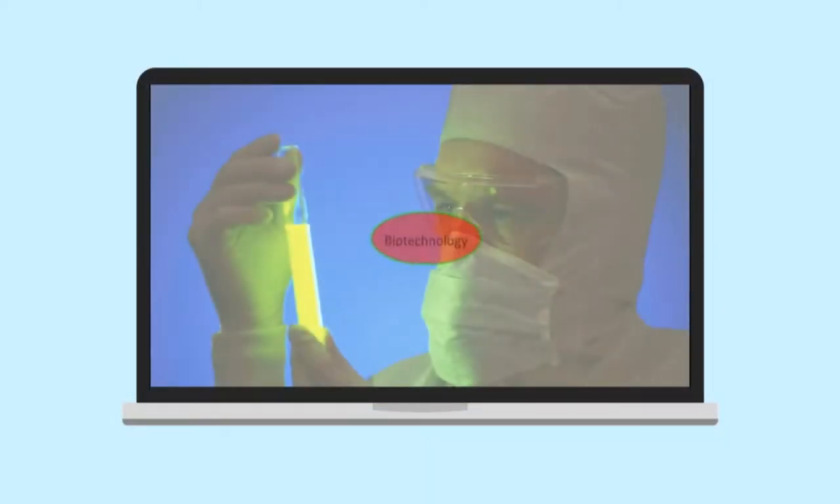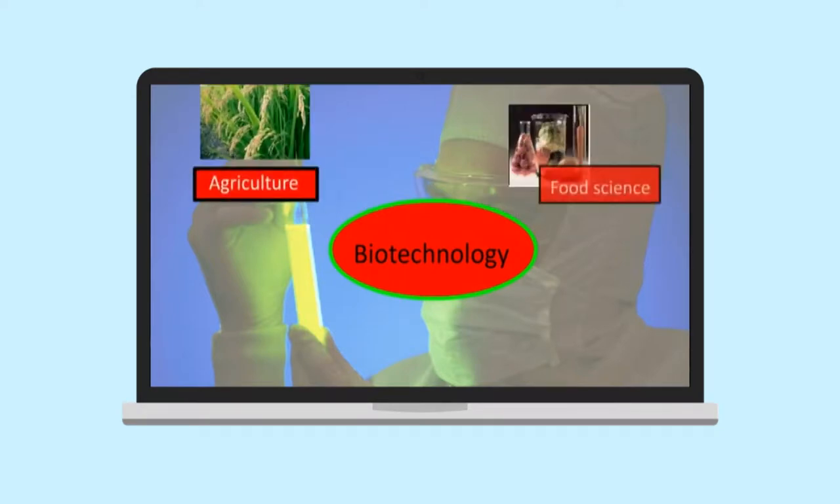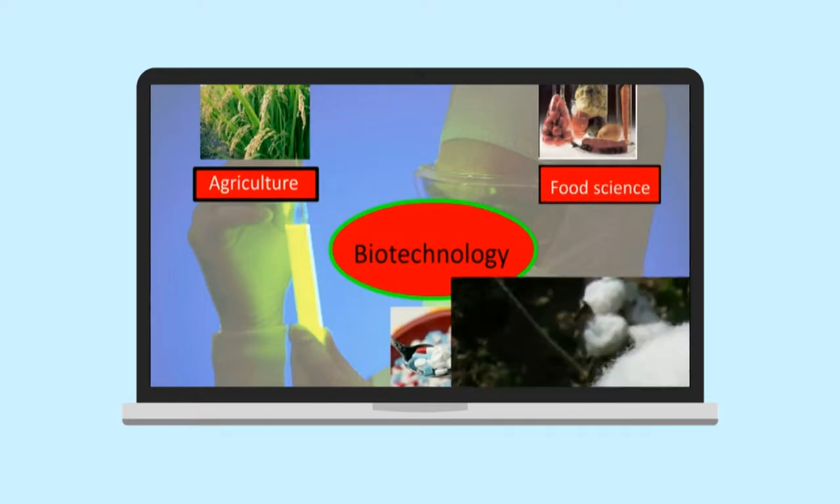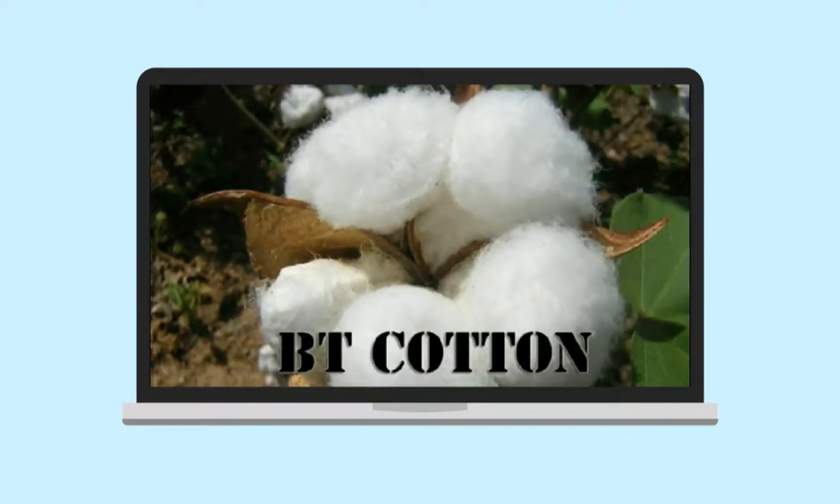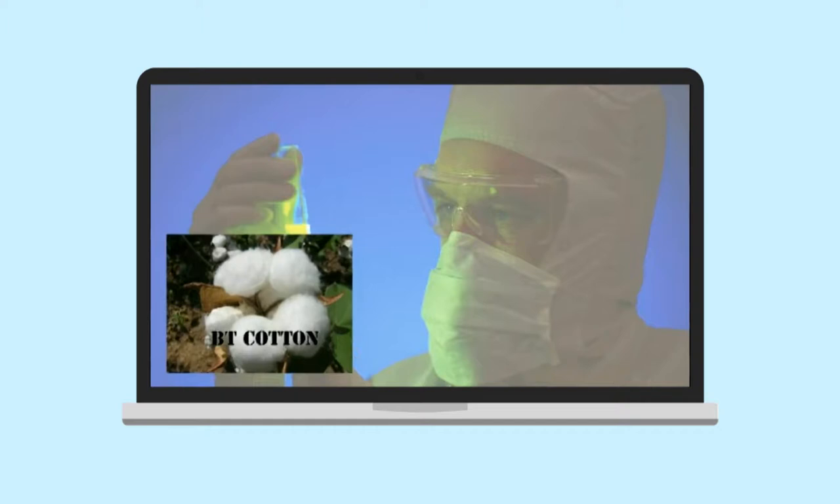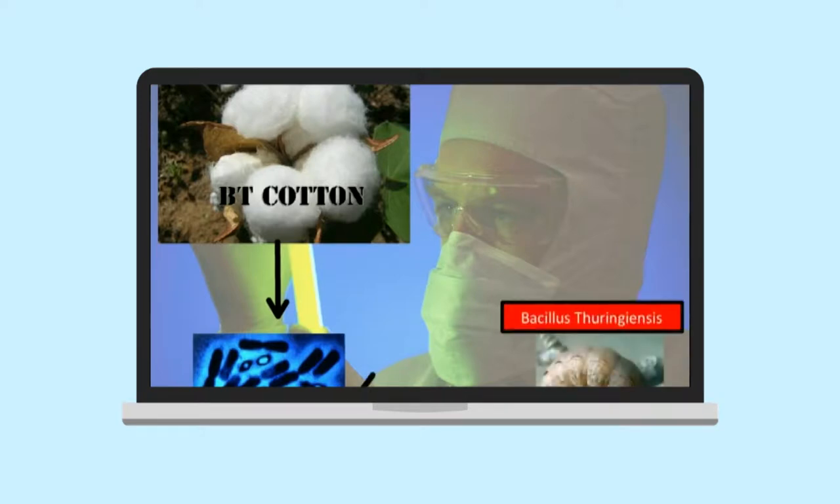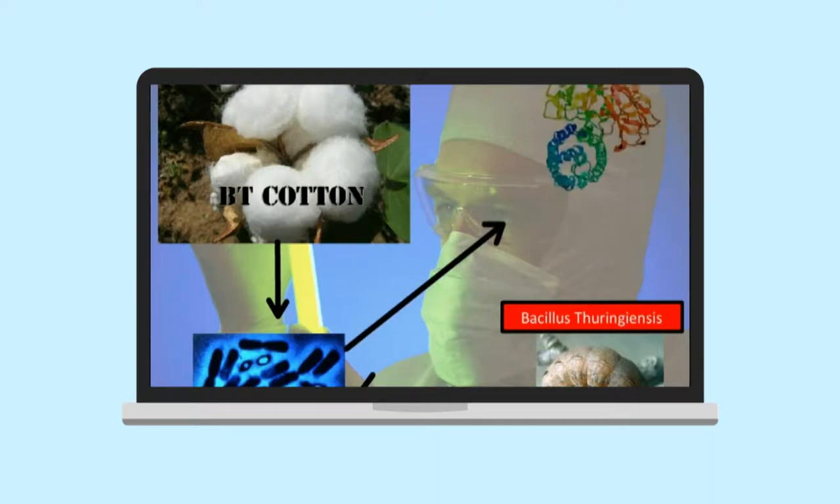Biotechnology is the technology based on biology, especially when used in agriculture, food science, and medicine. BT cotton is a genetically engineered form of natural cotton. It is one of the first crop protection products from biotechnology. All BT cotton plants contain one or more foreign genes derived from the soil-dwelling bacterium Bacillus thuringiensis, thus they are transgenic plants. The insertion of the BT toxin gene from Bacillus thuringiensis causes cotton plant cells to produce crystal insecticidal proteins, often referred to as cry proteins.